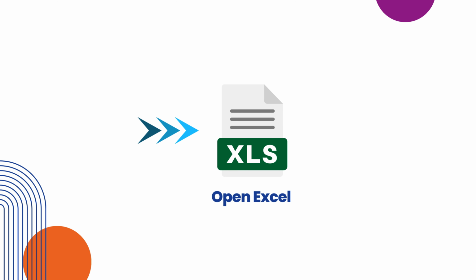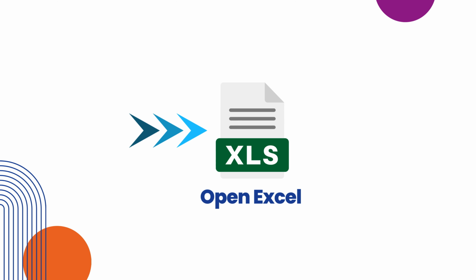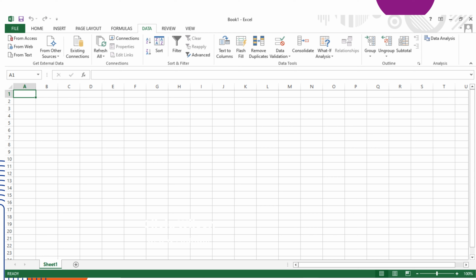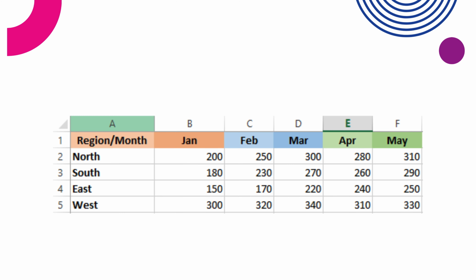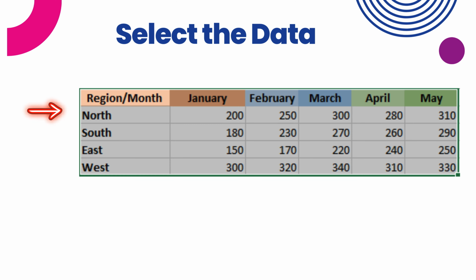Launch Microsoft Excel and open a new worksheet. Your chart will look like this. Highlight the range B2, the numerical data only, without the region and month header.